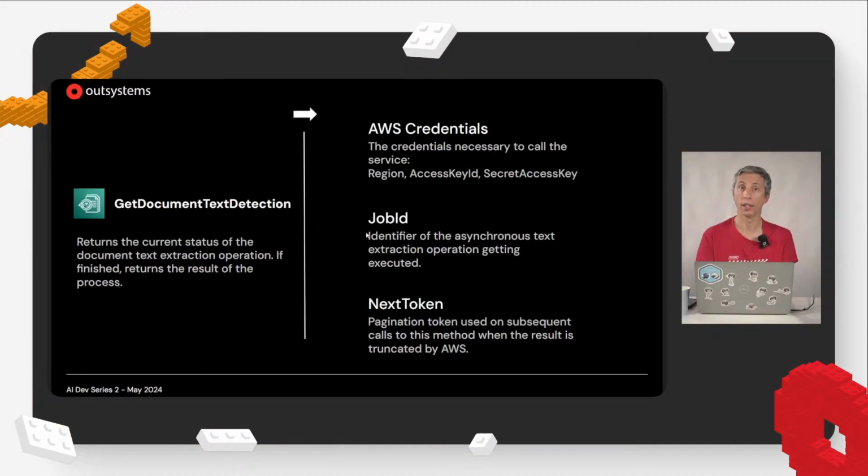Okay. So again, just to summarize here, we can have a request that is synchronous. That was the first one, get the text information. And then we have the asynchronous method, where we need to use two actions: one to start and another one to get the result.